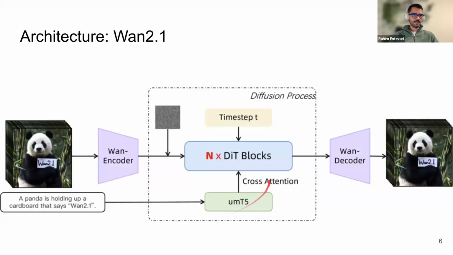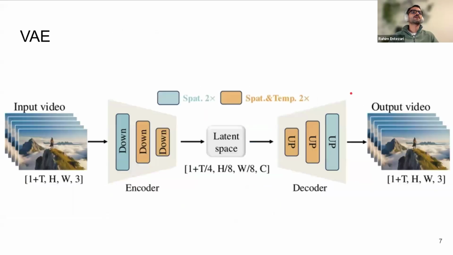with respect to the text. And then after this diffusion process is done for many steps, during training 1000 steps or during inference 50 or less, we decode it back to full resolution, in pixel space. So this is the full schematic of one video diffusion process. And this is the VAE, the encoding process.